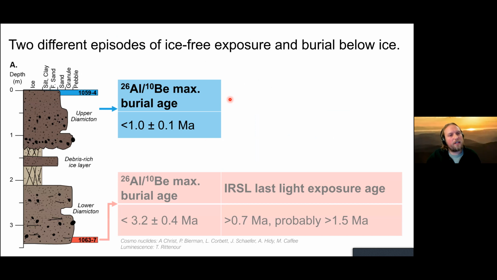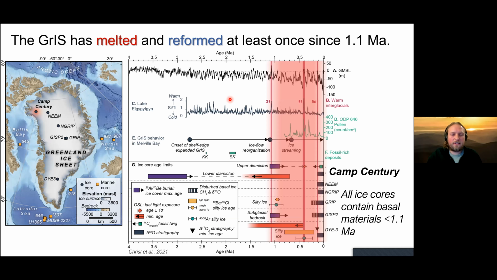Now let's talk about the upper diamicton. And I'm first going to focus in just on the cosmogenic nuclide maximum burial age of less than 1.0 plus or minus 0.1 million years. This additional age constraint fits with pre-existing data from other ice cores around Greenland that suggest there are no age constraints greater than 1 million years, meaning that the ice sheet must have melted and reformed at least once within that time frame. So within this graph here showing all of the age constraints of the other basal materials from the deep ice cores, we see that there's nothing greater than 1 million years.